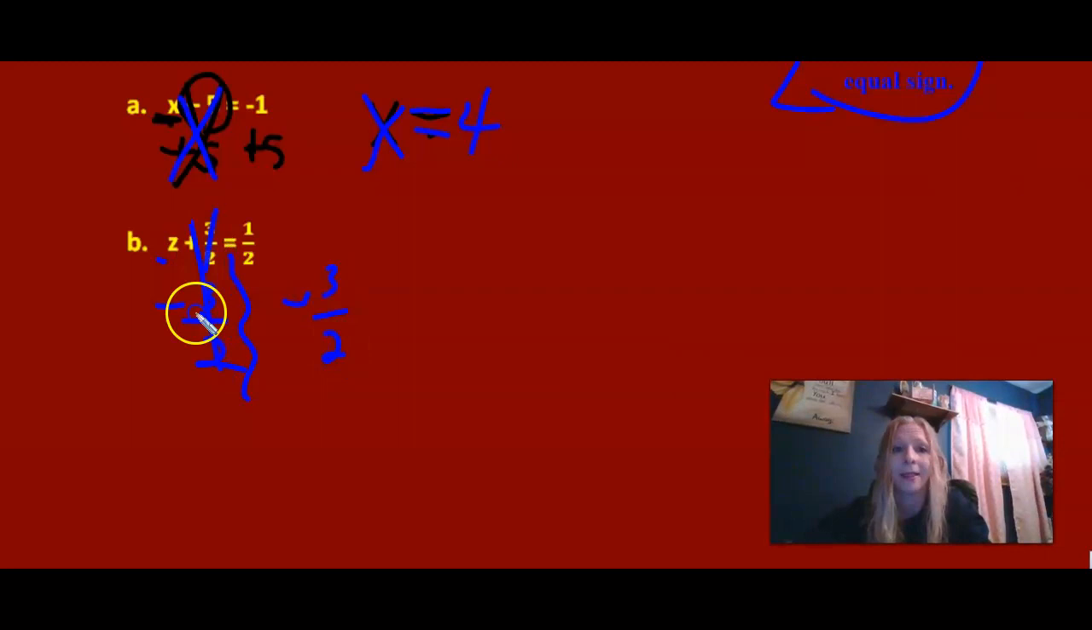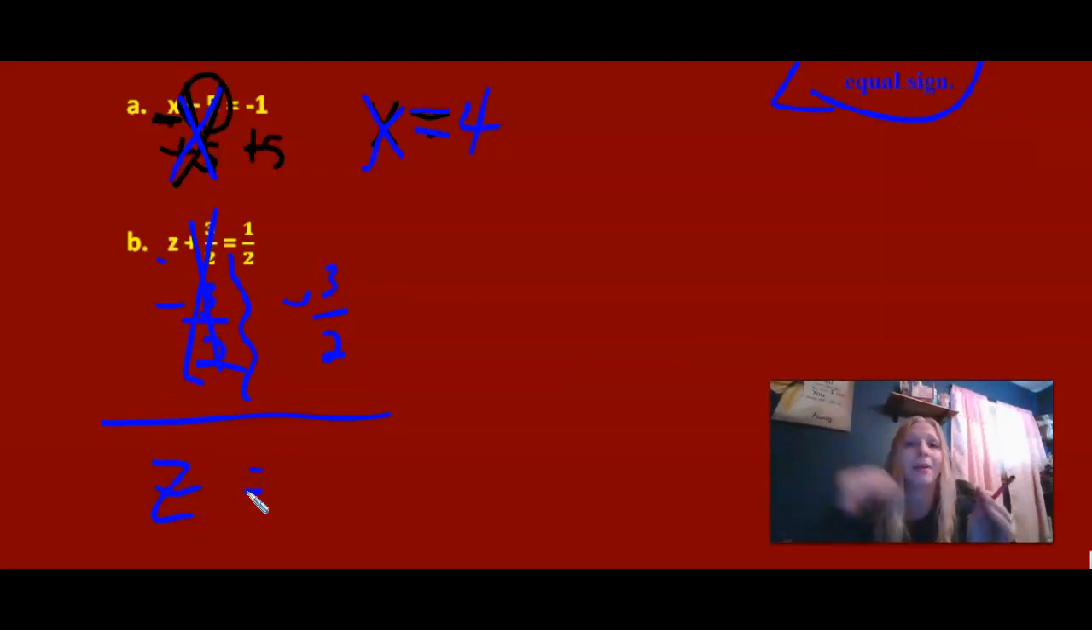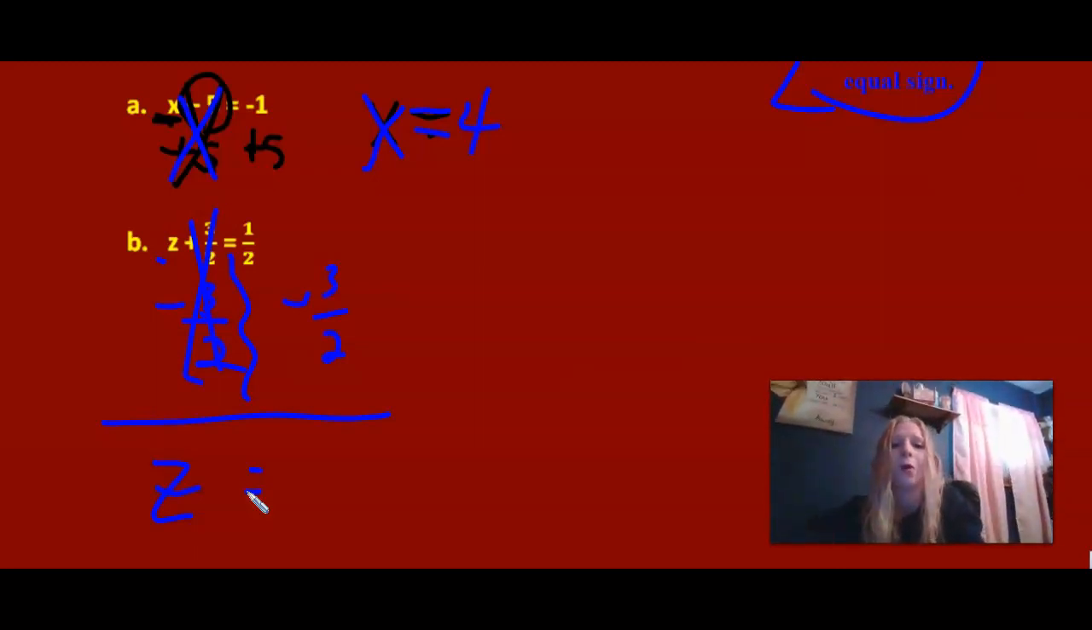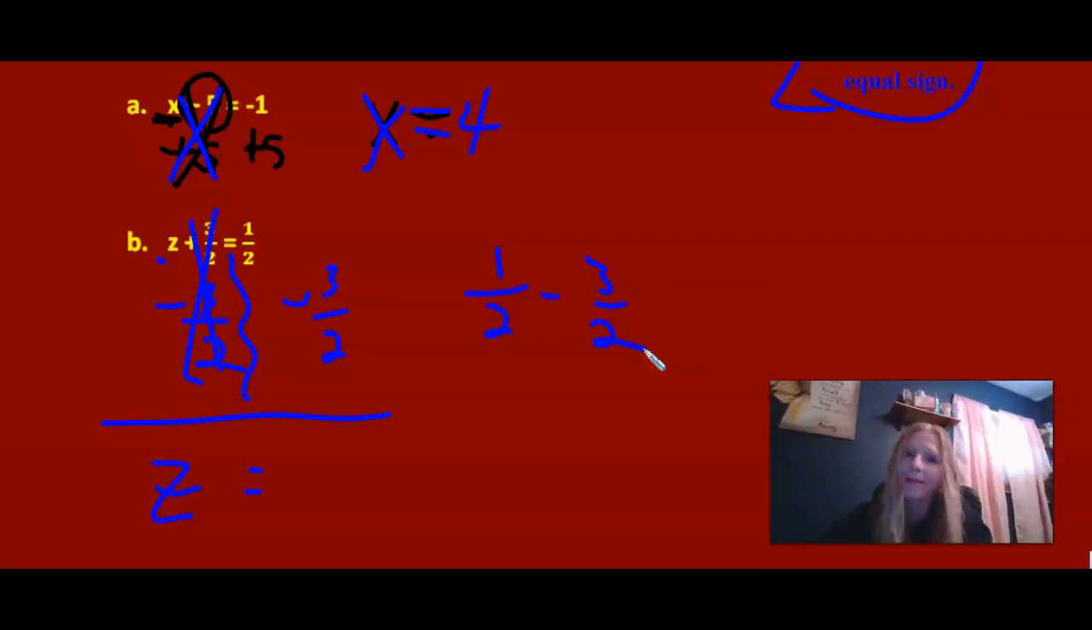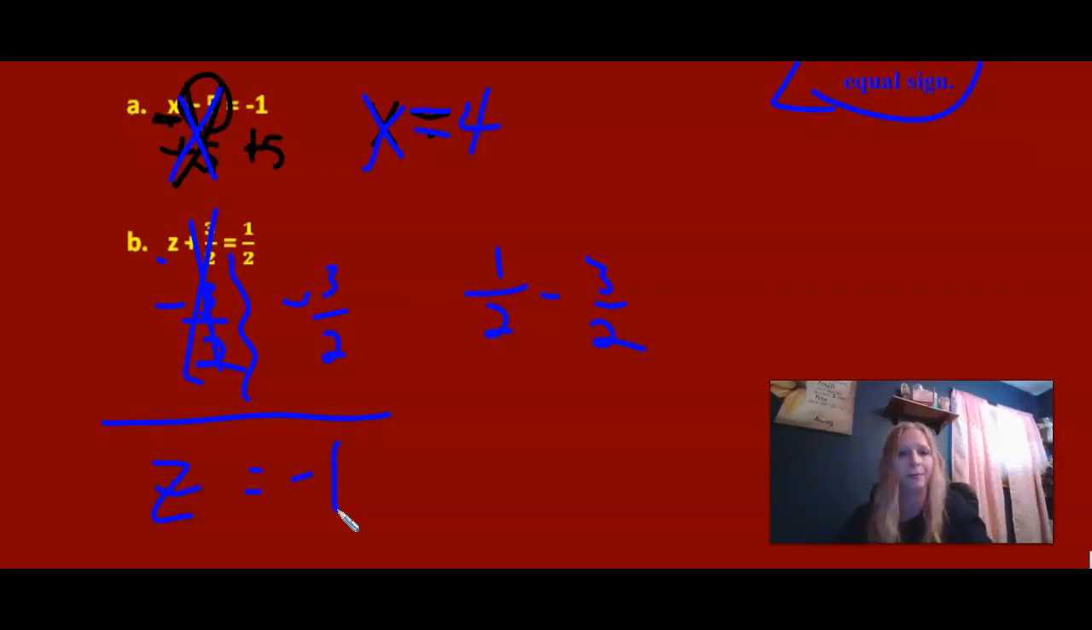Subtracting 3/2 over on the left-hand side, those cancel out. We'll end up with Z all by himself. Hey, that's our goal. So now let's see what we have left on the right-hand side. We have 1/2 minus 3/2. Writing it out, 1/2 minus 3/2. And if you remember, that is equal to -2/2, which is just -1. Okay, so Z is equal to -1.